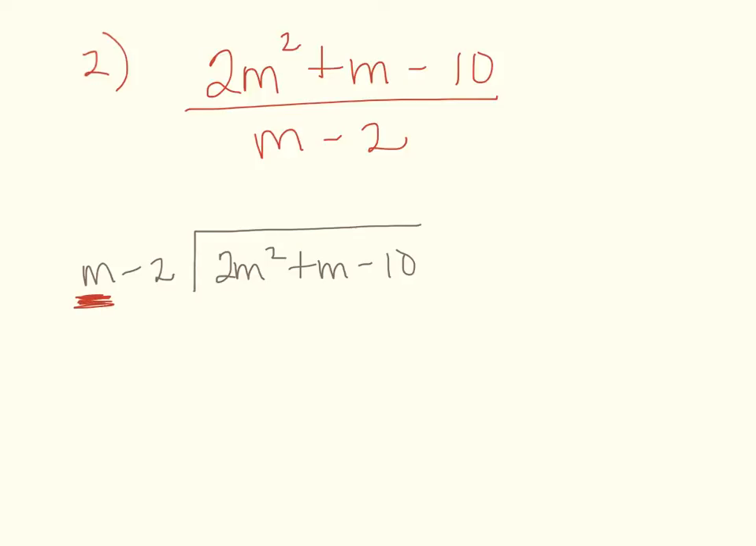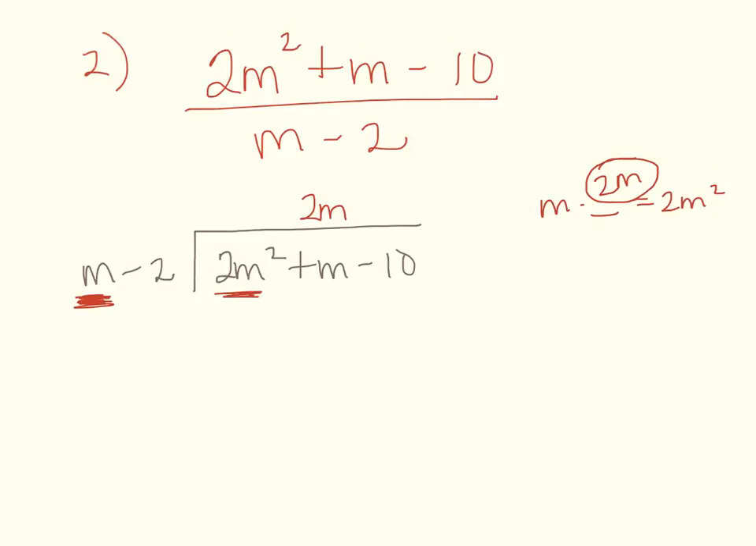What we want to do is say m times what is going to get me 2m squared. So let me write that over here. My goal first is to cancel the first term using this m. So m times what is going to get me 2m squared? Well, m times 2m. Once I discover that this 2m is what I need, I put it above its like term. In this case, its like term is this m in the middle.